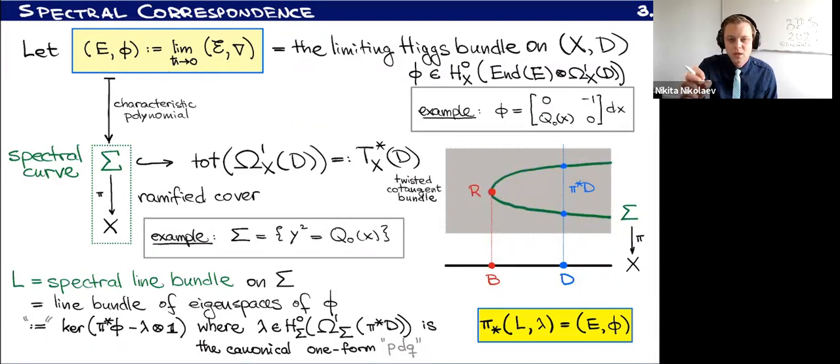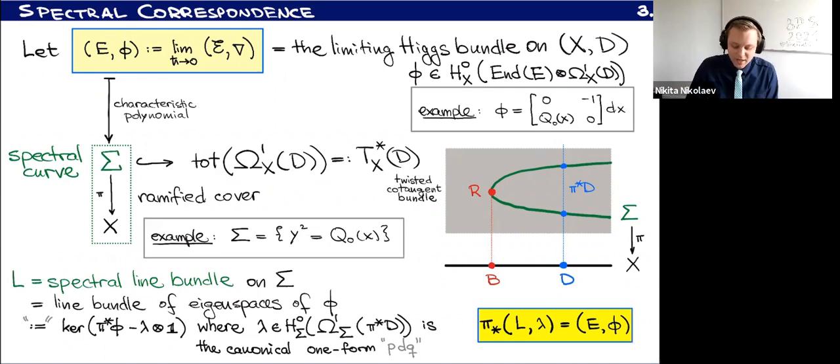That's a rank 2 vector bundle. That equals E. And then this canonical one form, I'm going to think of this as a rank 1 Higgs field on my line bundle, just because it's a one form, so I can multiply sections of L by this one form. So this lambda induces a map for me from L, or it's an endomorphism of L valued in differential one forms. And if I take that endomorphism lambda on L and push that forward, that equals phi.